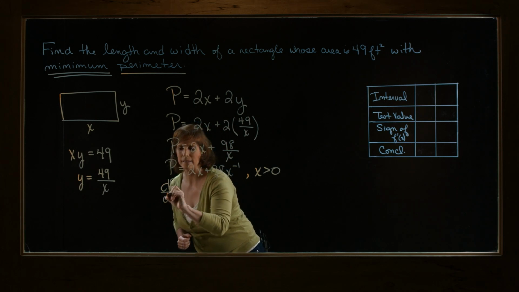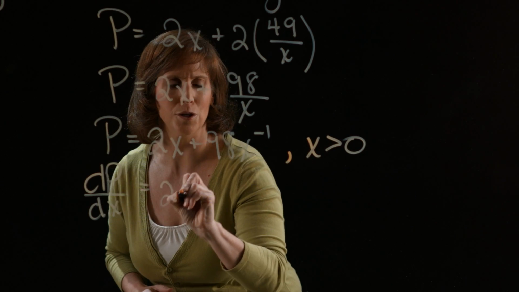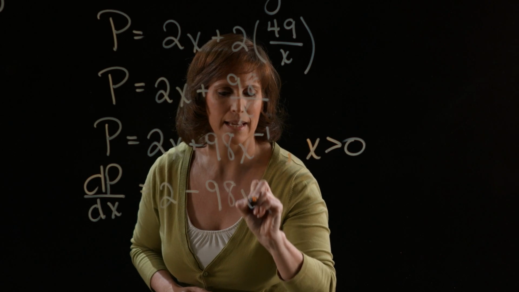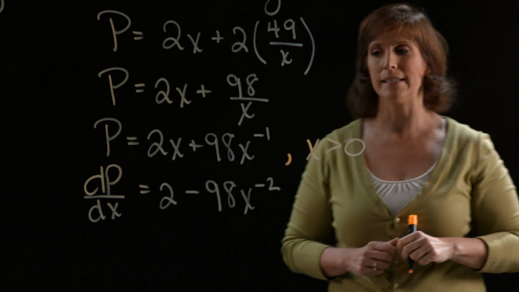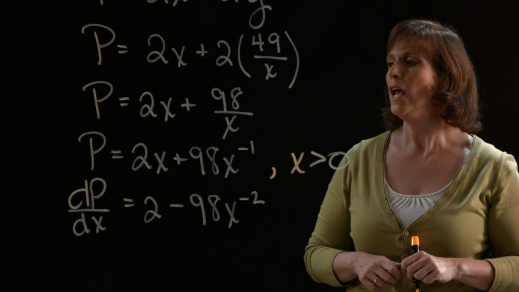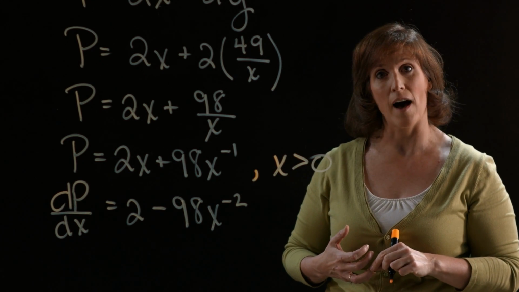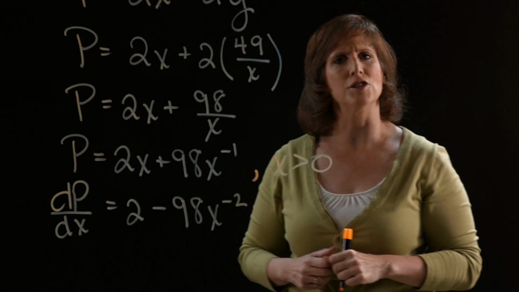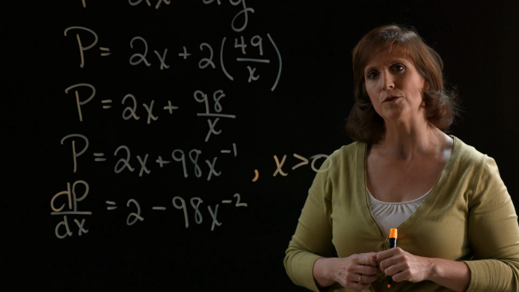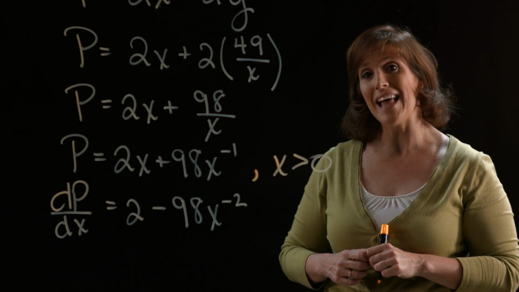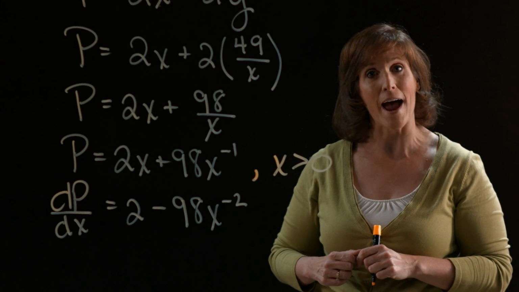dP/dx is going to equal 2 minus 98x to the minus 2nd power. Critical numbers occur when that derivative is either equal to 0 or undefined. It can be a little difficult to determine when that happens when my derivative is written in that form. So what I'd like to do is write this as a single fraction.